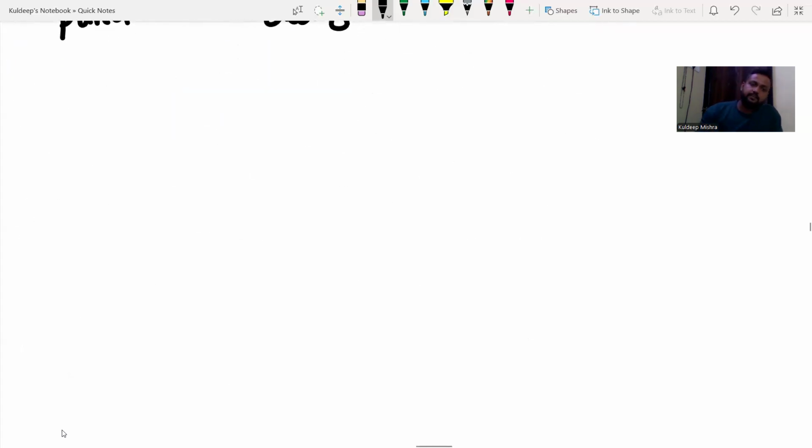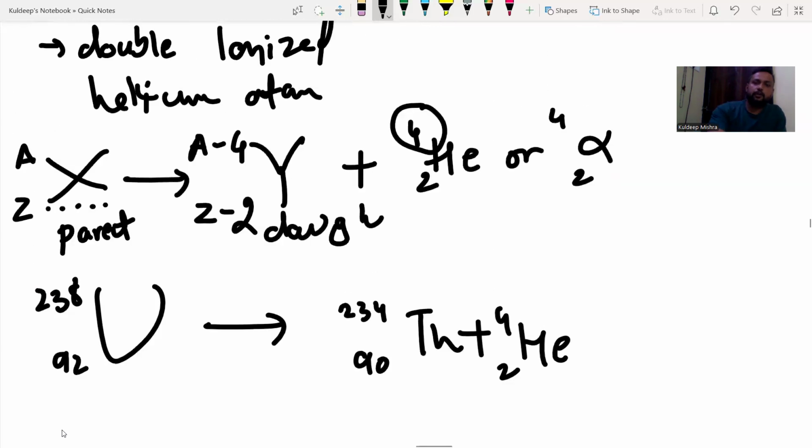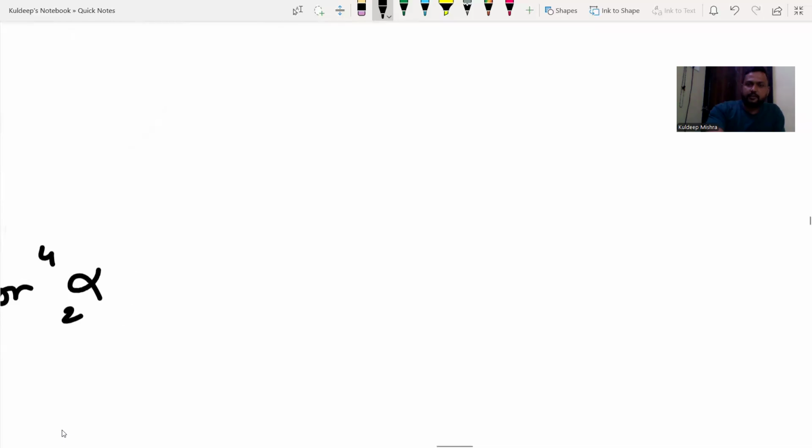The example of this is uranium 92 238. It gives out an alpha particle and becomes 90 234, which is nothing but thorium. This is alpha decay. In the beta decay, what happens is very interesting.